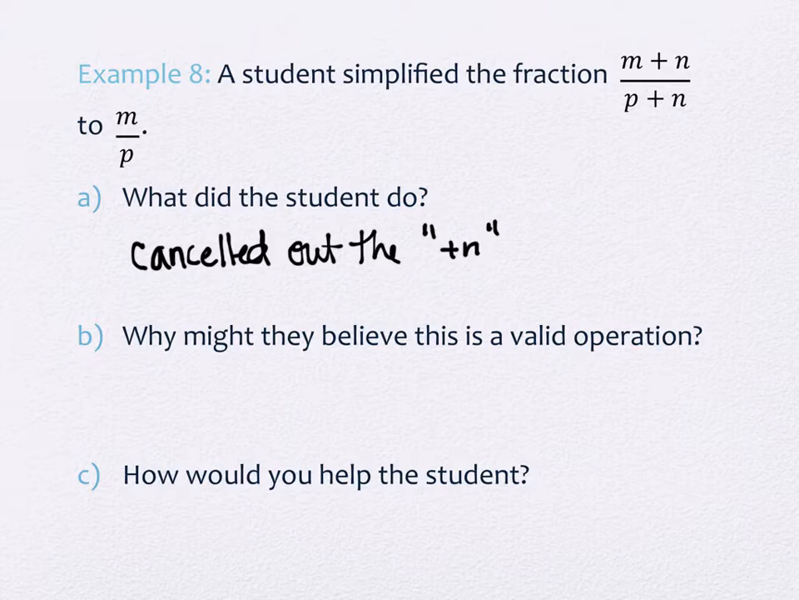Yeah. Yeah, and can you give me, it's Cassidy, right? Cassidy, can you give me a place where we can do that? Can you think of a case? Because it doesn't work here. Okay, somebody help Cassidy out. Can you think of a place where we can do that? If they're multiplied. Yeah, if it's multiplication instead of addition, this is totally a legit operation. Okay? So why might they believe that this is a valid operation? Well, honestly, because it works with multiplication.